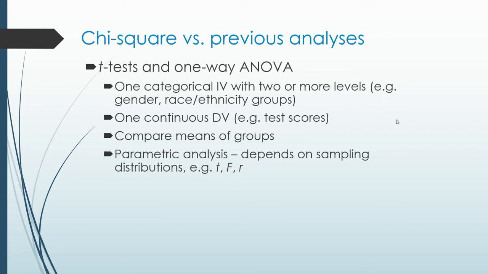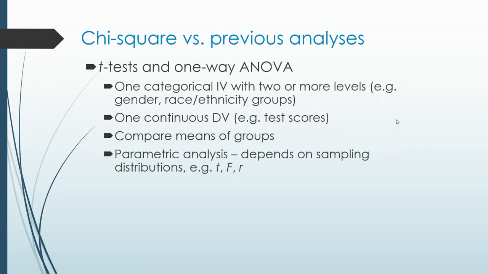You also have one continuous dependent variable. Oftentimes we've talked about test scores or scores on a particular instrument, but any variable that happens to have equal increments between the values in it, 1, 2, 3, 4, 5, are examples of continuous variables. And typically in t-tests and one-way ANOVA, we're concerned with comparing the means of the groups. So we're looking at the means on the dependent variable of each of the groups and asking the question, are they different from one another?